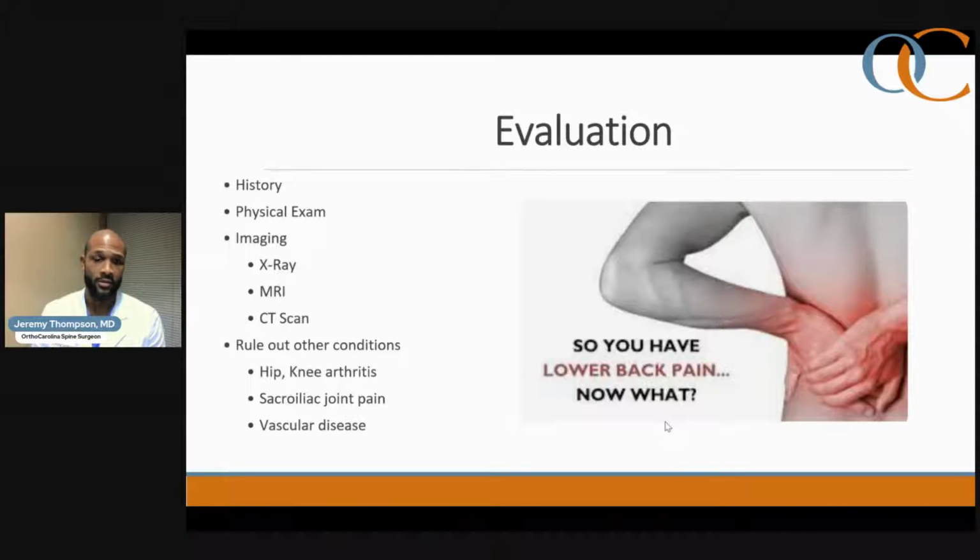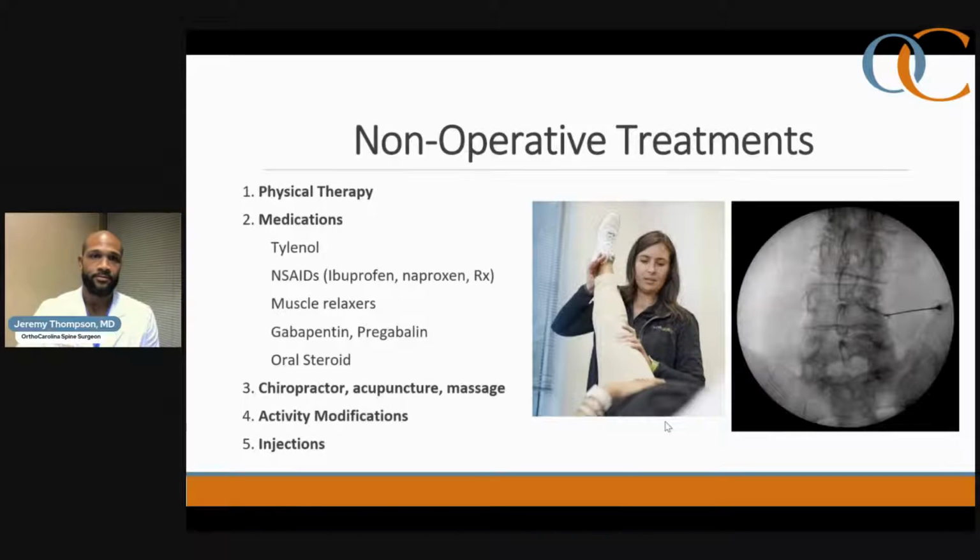You go see your doctor. And at the doctor's office, we'll take a history. We'll find out where you hurt, how long you've been hurting, what you've tried for it. We'll do an exam where we test the strength of the legs and how well you can walk. We'll take some x-rays, perhaps get an MRI or CT scan. But importantly, we'll try to correlate those image findings to your symptoms and also rule out other things that may cause pain in your legs, like hip or knee arthritis, sacroiliac joint pain, or vascular disease.